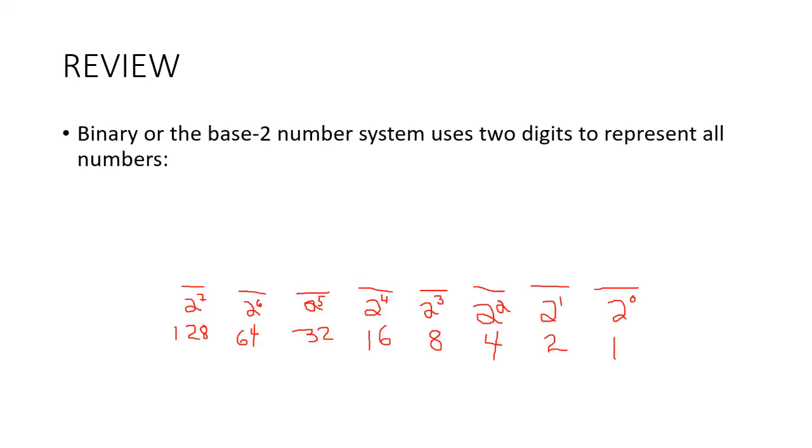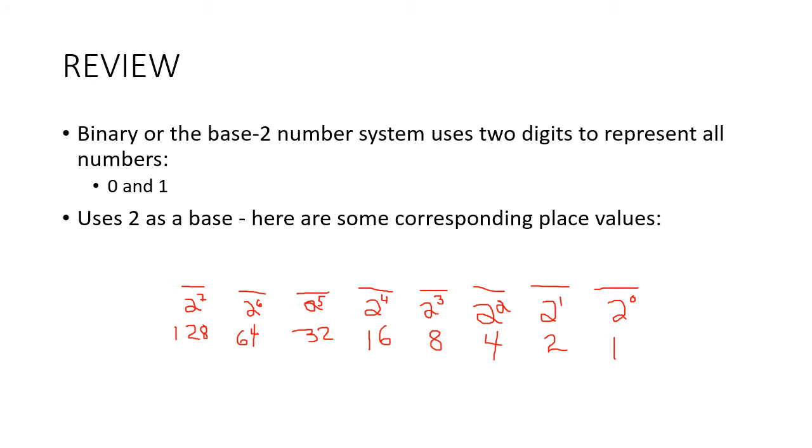The binary number system, or the base 2 number system, uses 2 digits to represent all numbers. We have 0 and 1. And using 0 and 1, we can count up to infinity. We're using 2 as our base. So here's a list with some corresponding place values for base 2.